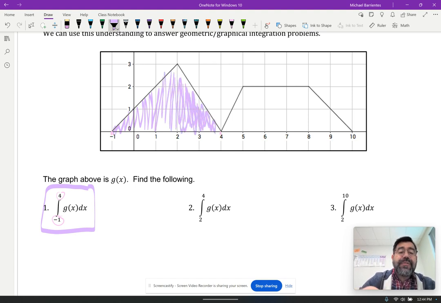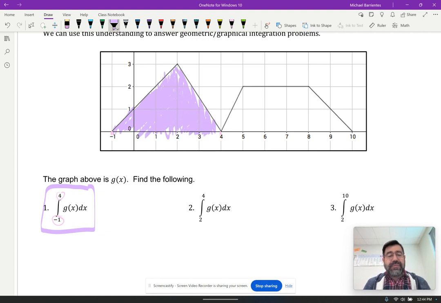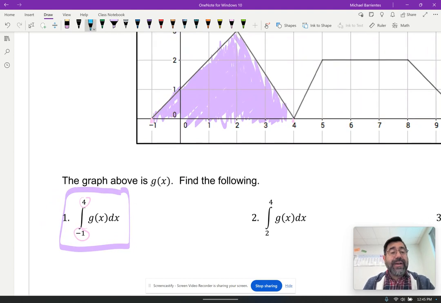So what that integral finds, the integral of g of x dx from -1 to 4, is the area that I'm shading in. But this area that I'm shading in, very slowly, is just the area of a triangle. So if I can find the area of the triangle, I just found the definite integral value that number 1 is asking me for. So how do I find the area of a triangle? There's different ways to do it. Here's one way to do it.